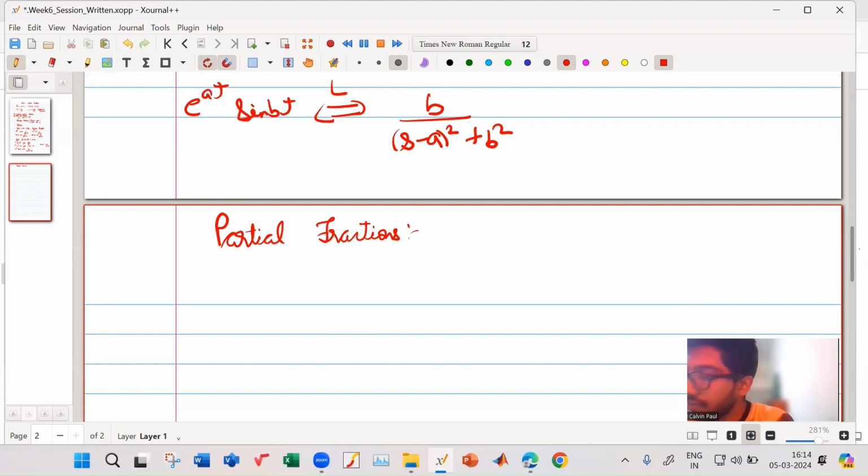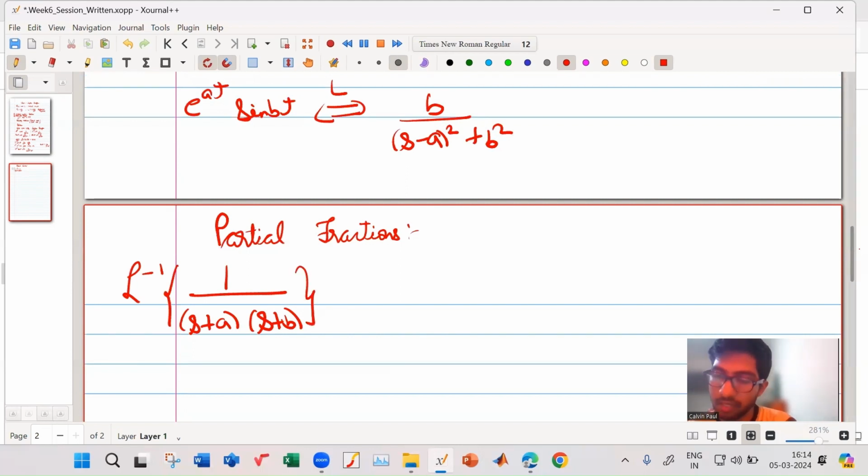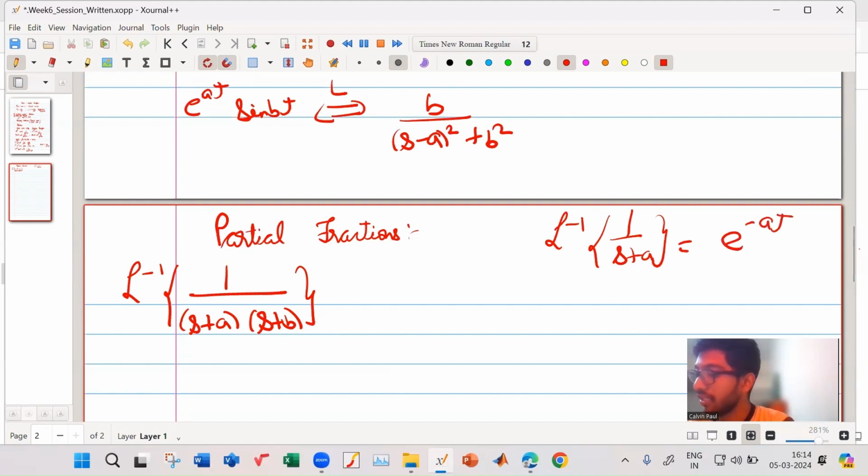So suppose we have 1 upon s plus a into s plus b. We do not have a direct Laplace inverse of this, and we want to find it. Okay, this is difficult for us to do. So we know the Laplace inverse of 1 upon s plus a is e raised to minus at. Similarly, the Laplace inverse of 1 upon s plus b is equal to e raised to minus bt. These are very standard formulas.